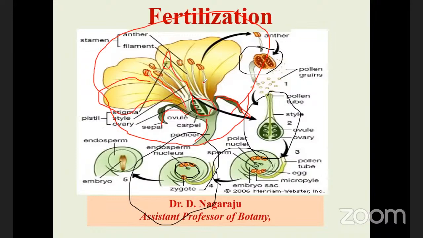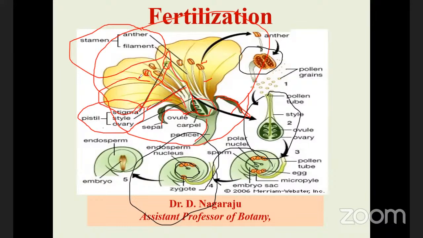Androecium, there is a filament and anther. Anther and filament in the stamen. The stamen structure, androecium structure, anther and filaments are there. In the gynoecium, ovary, style, apical part, terminal part, stigma. These three are there in the pistil, that means in the gynoecium.